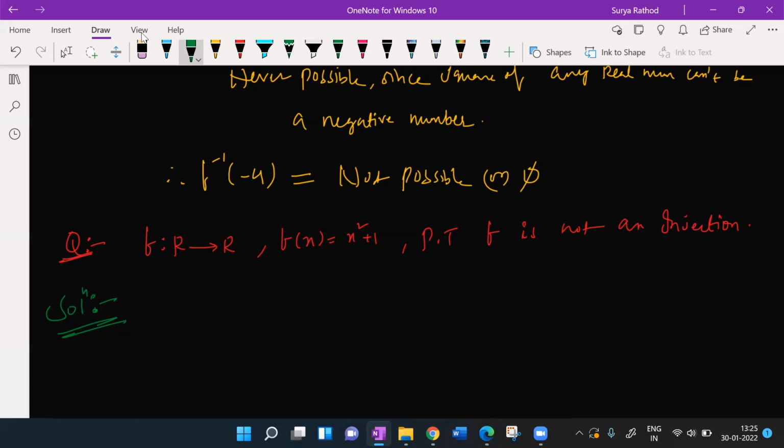Tell me, guys, how can I prove this? For f of x not equal to 1... no, for saying injection, what is the condition? For saying a function is an injection, what is the condition? Tell me.